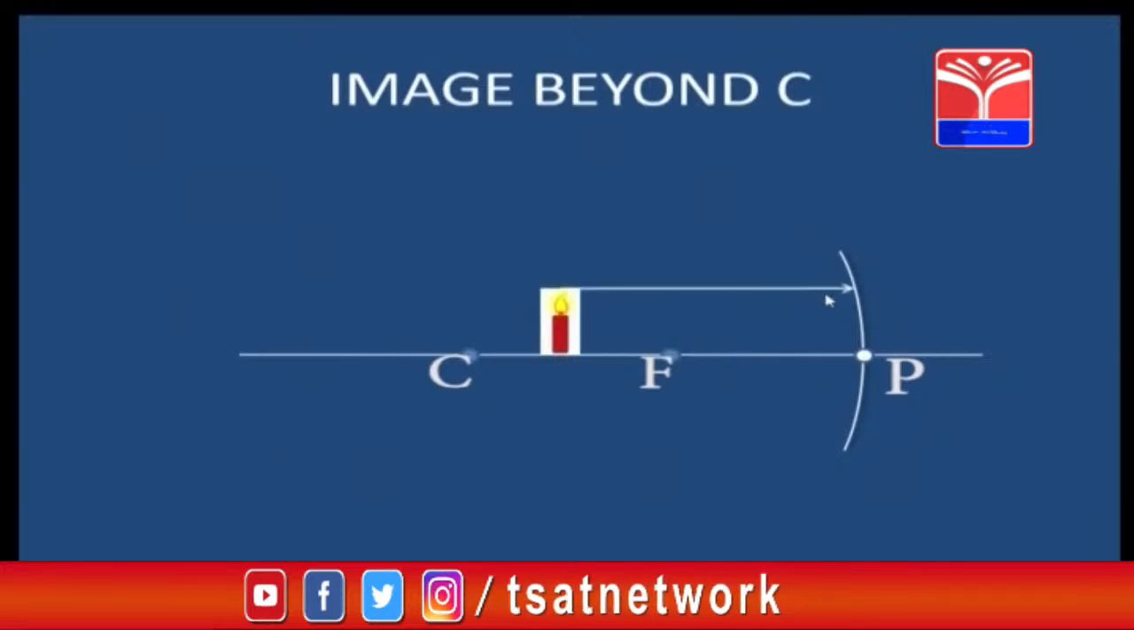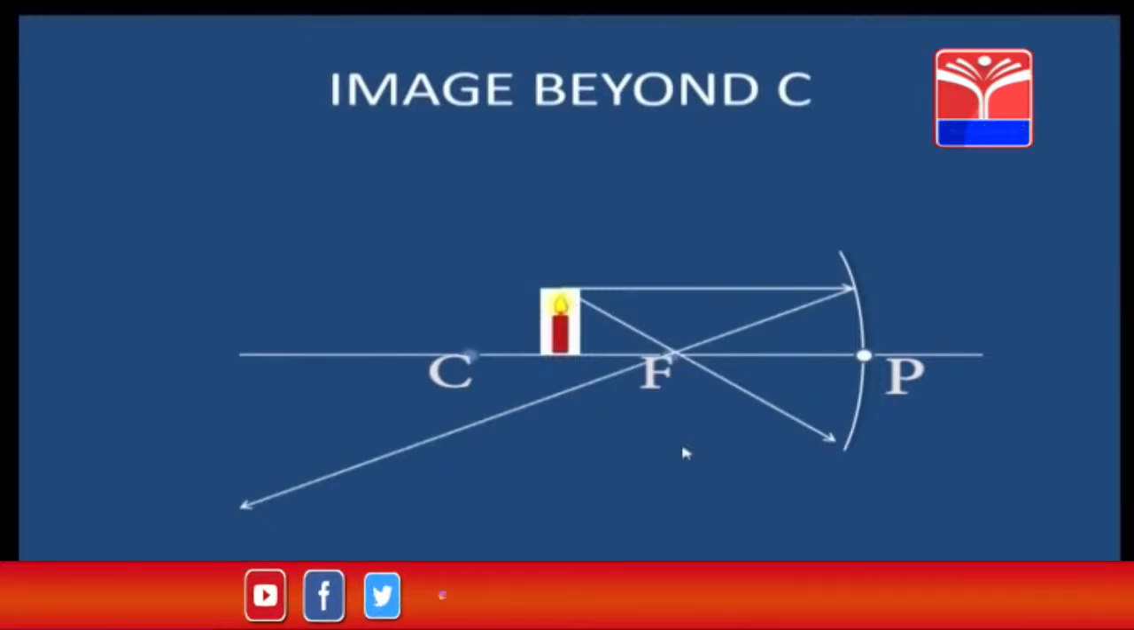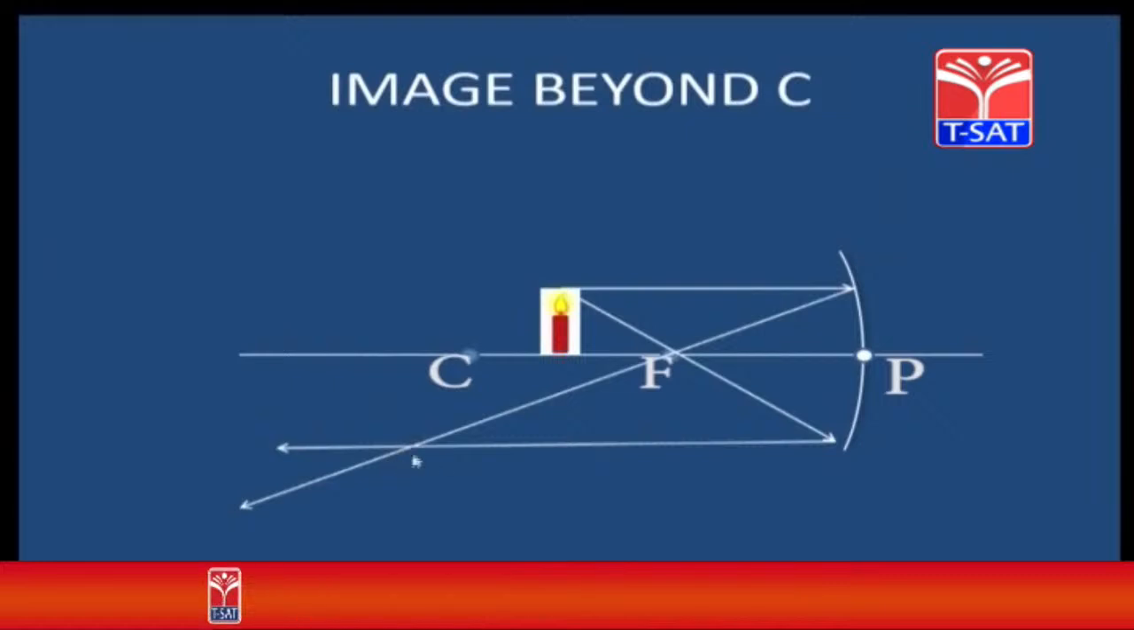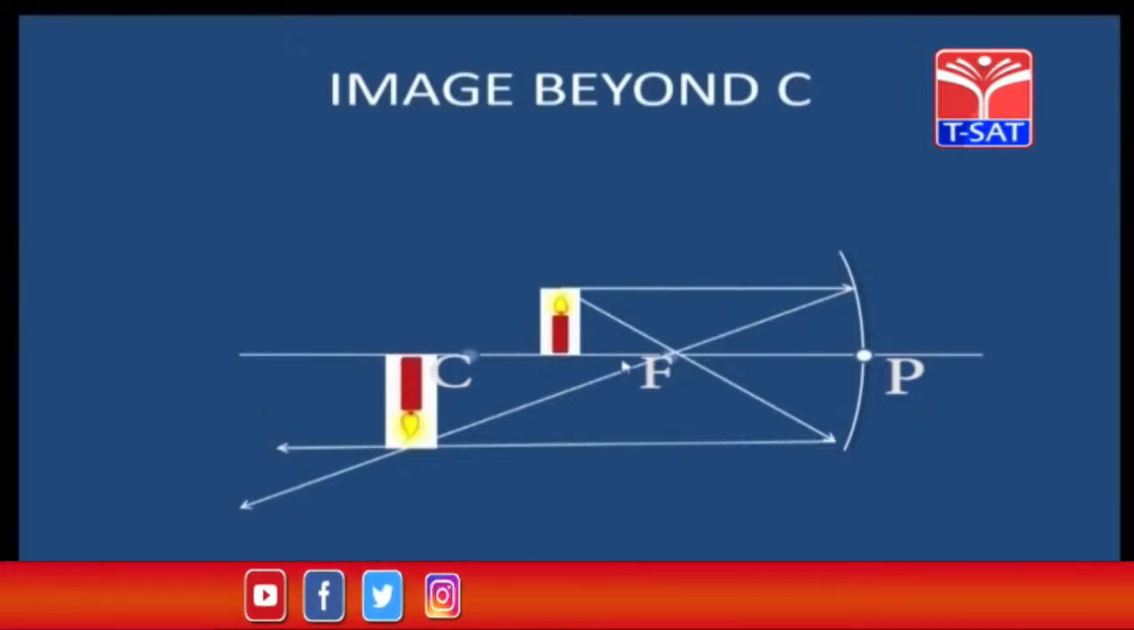A ray parallel to the principal axis passes through the focus after reflection. A ray passing through the focus, how does it come, children? Conversely, yes, it passes parallel to the principal axis. Now see where these two reflected rays are meeting. Beyond C. This is where our image will be formed. So when the object is placed between F and C, the image is formed beyond C.